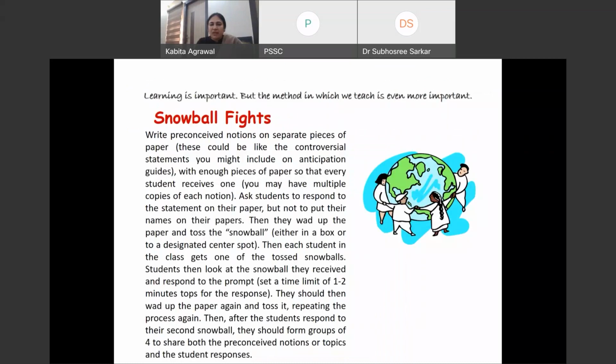Snowball fights, where you write some situations and the children respond to them. The other group picks up the ball, tries to prompt on the response, sets the response on the ball again, and then throws it across the corridor again. Snowball may be somewhat more time-consuming, but yes, when you have time, you may like to use this.